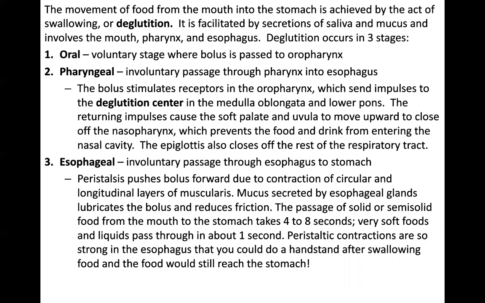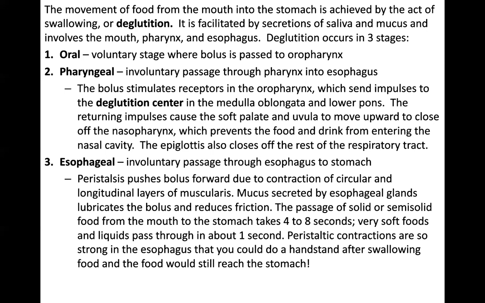Now, swallowing is something that we probably just think of as moving something from our mouth into our throat, whether that's the Dr. Pepper I just took a swig of, or a sandwich that I had for lunch, or whatever. It's a much more complicated process because it involves the movement of food from our mouth all the way down into our stomach. And it also has a special name, just like chewing did.